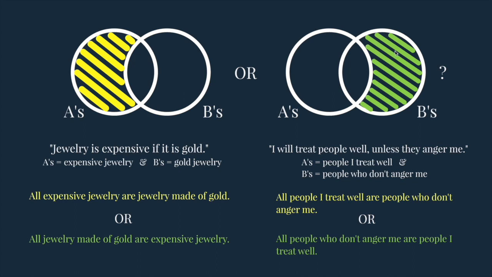And notice what we've done here is we've shaded out this region, all of the B circle that's outside of the A circle. So all that's left is this section of the B circle that says, look, if you're in the B circle, if you're somebody who doesn't anger me, then you are also going to be in the circle of people that I treat well. And that's what I'm trying to say in this sentence. And that's why the second option down here is the accurate translation of this original natural language statement.